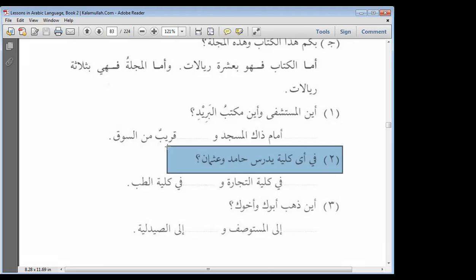As for Hamid, so then he is in the Faculty of Commerce. And as for Uthman, so he is in the Faculty of Medicine. You all with me? Amma and then Fa, all right?